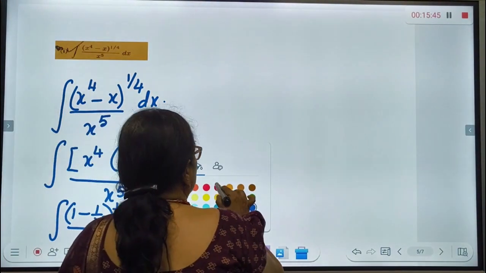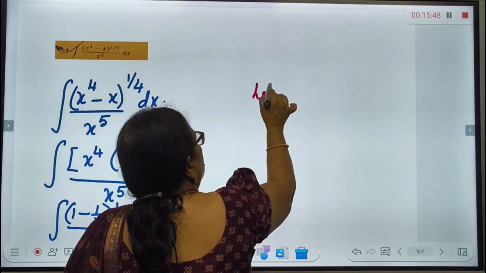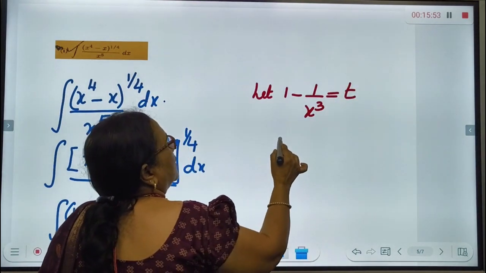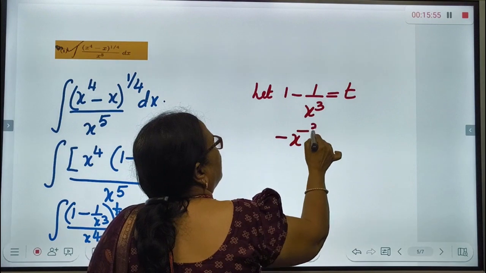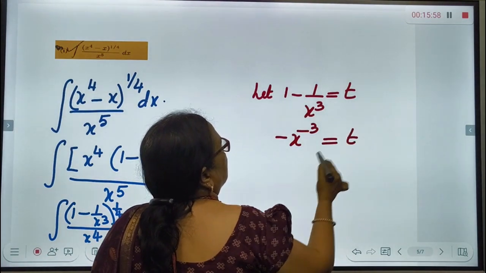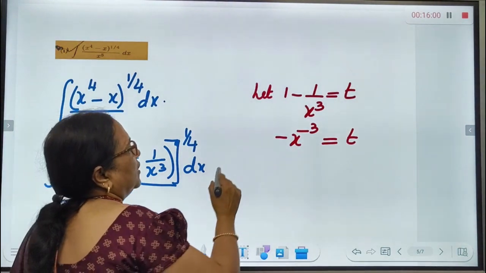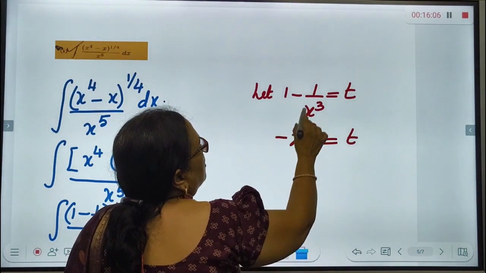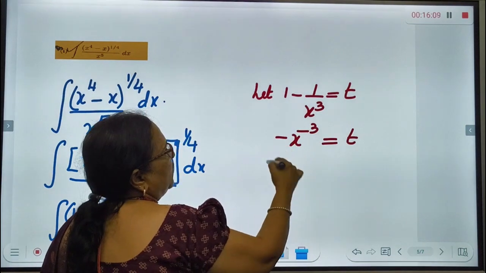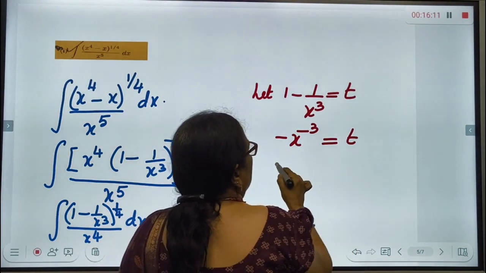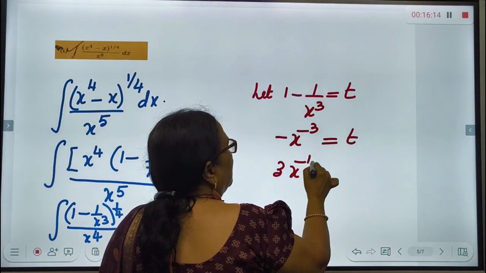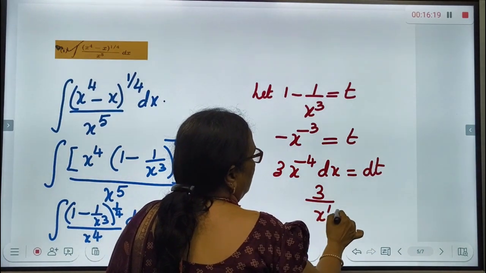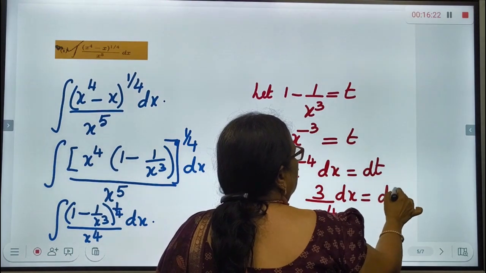Okay, now I am going to make a suitable substitution. Let 1 minus 1 by x cube be equal to t. Then you will get minus x to the power minus 3 is t. Right? Derivative of 1 is 0. So this will be minus x to the power minus 3. So when I differentiate, what will I get? 3 times x to the power minus 4 dx equal to dt. 3 by x power 4 dx equal to dt.